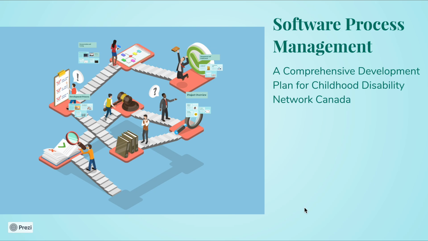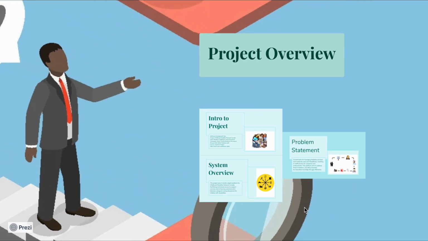Welcome to our presentation. We are proud to present the software development plan for our capstone project with Childhood Disability Network Canada. Our team includes myself, Siddharth Lamba, leading front-end development, Aman Purohit, managing back-end architecture, and Bhavya Shah, handling quality assurance and testing. This plan outlines how we build, test, deploy, and maintain the project efficiently using a disciplined, agile approach.